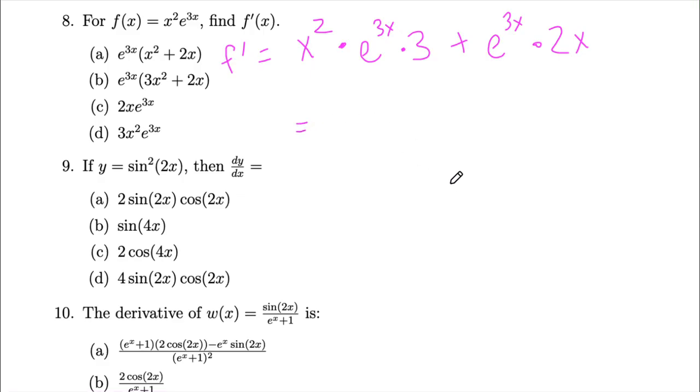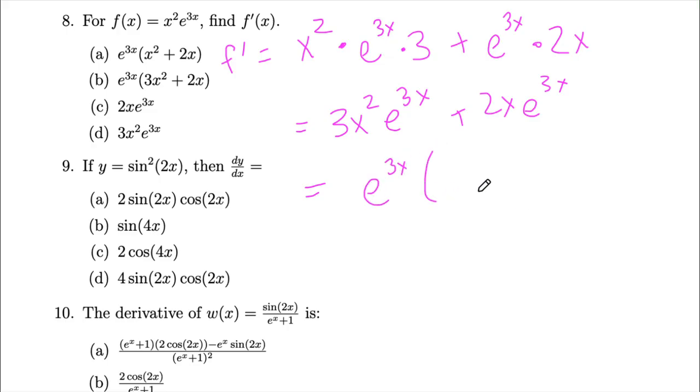Now, let's go ahead and just clean this up. So let's see, what do we want to do with this? Let's write it as 3x squared e to the 3x plus 2x e to the 3x. So we do have a GCF here of e to the 3x, so let's go ahead and factor that out. And then we would be left with 3x squared plus 2x, which would be answer choice B.